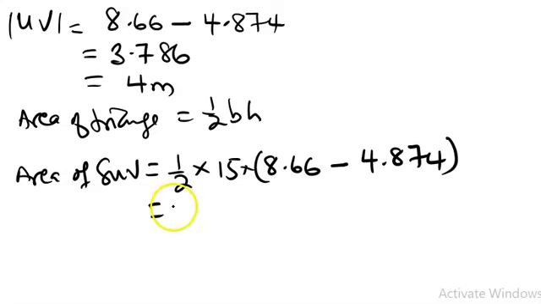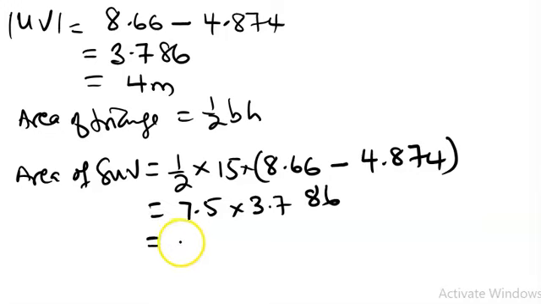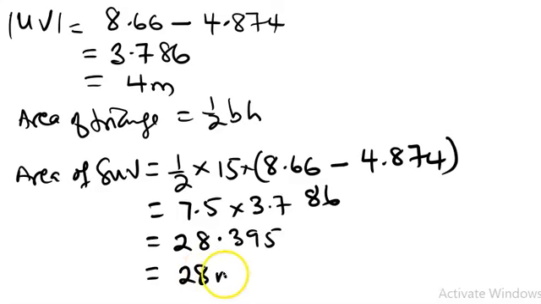So when we simplify further, we are getting 7.5 times, when you subtract this, 3.786. So when we multiply, we are getting 28.395. And we were asked to correct to the nearest whole number. So that will be 28 meters squared, since the digit after is less than 5, so we ignore that. That is the area of triangle SUV.